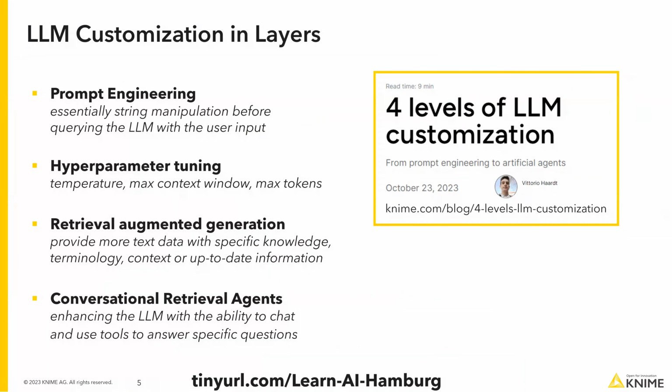So those are the four ways that you use to customize an AI in such a way. They look a bit scary, right? Like fancy names, I get it. But once you get the hang of it, especially because you don't need to code, they're not such a big deal, right? So: prompt engineering, hyperparameter tuning, retrieval augmented generation, and conversational retrieval patterns.